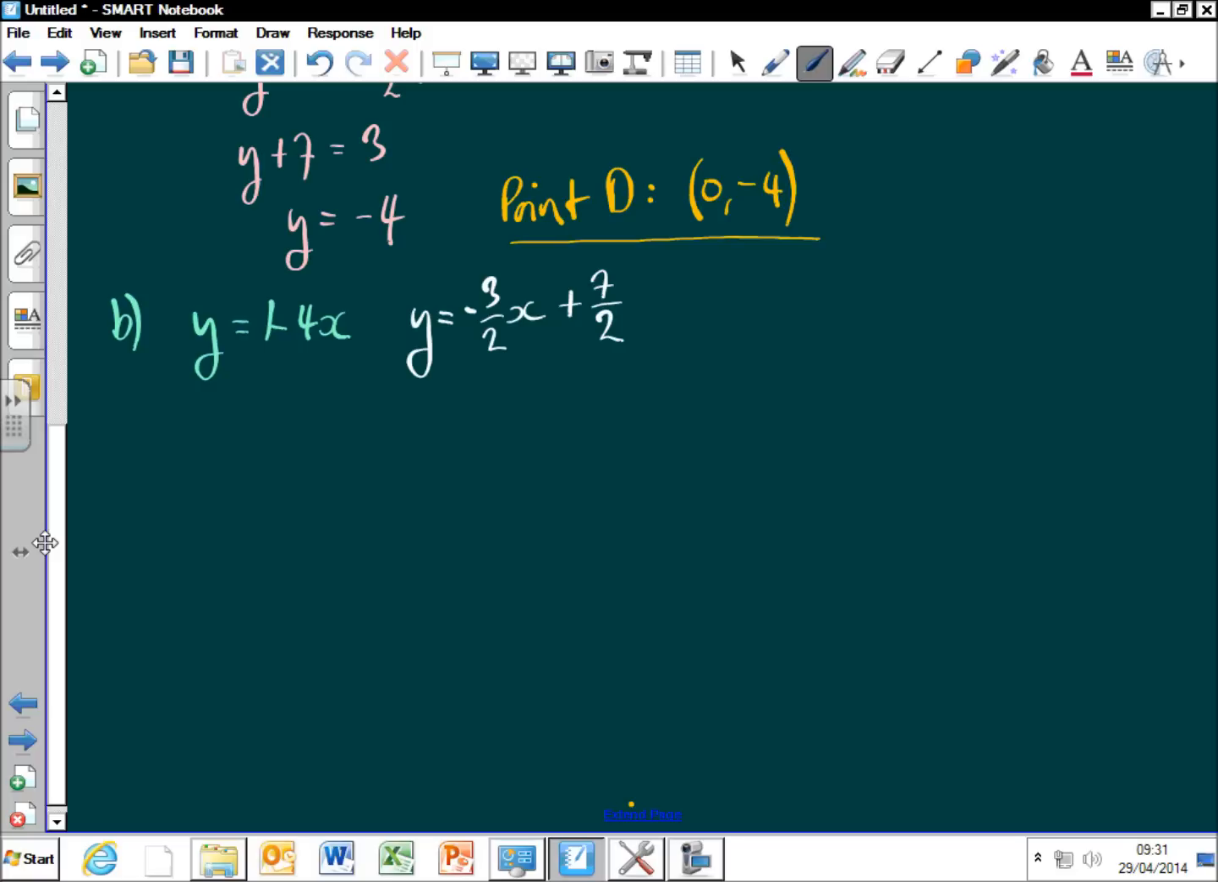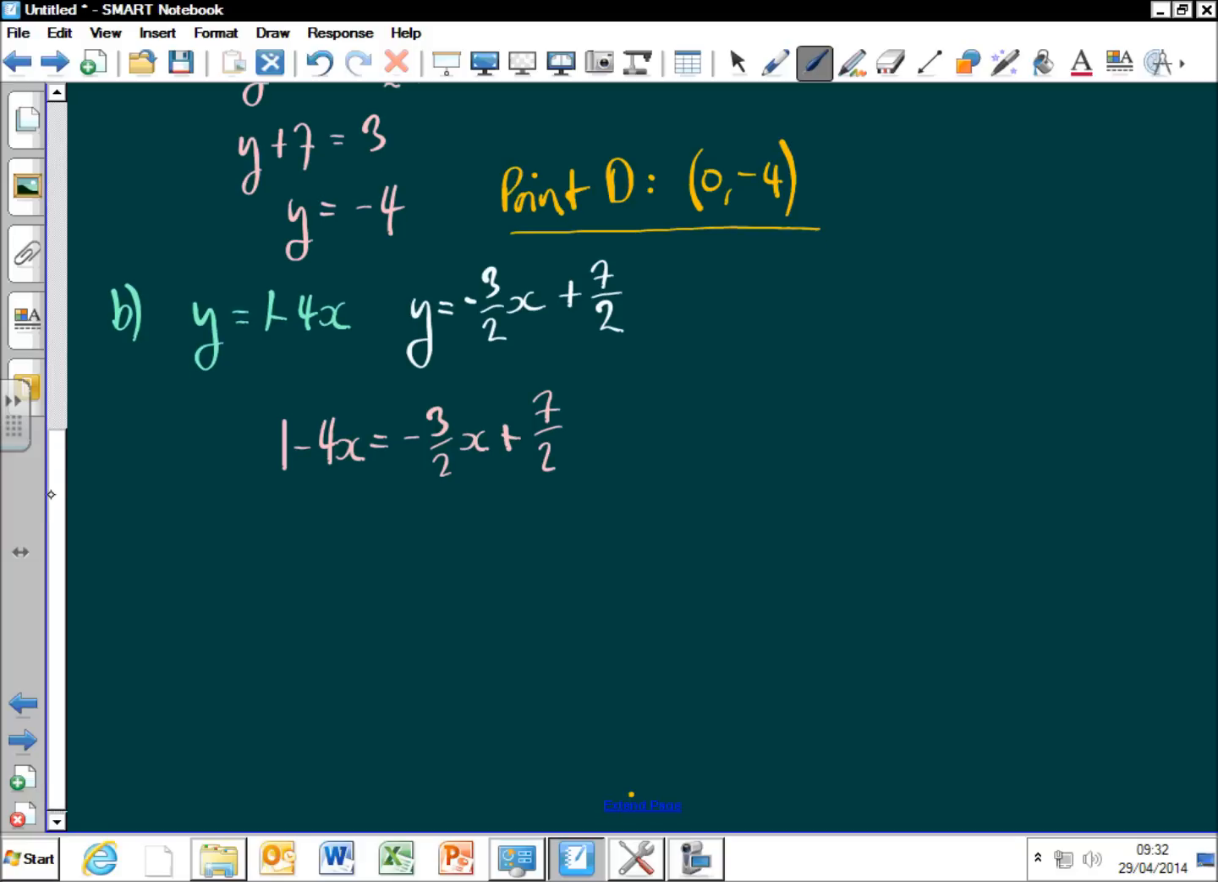So with y equals 1 minus 4x and y equals negative 3 over 2x plus 7 over 2, because they're both y, I can write down that 1 minus 4x has got to be equal to negative 3 over 2x plus 7 over 2, because they've got the same y value. And now I'm just going to try and find out what the x value is.